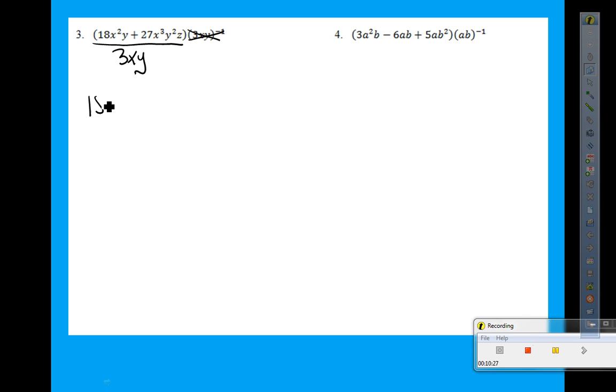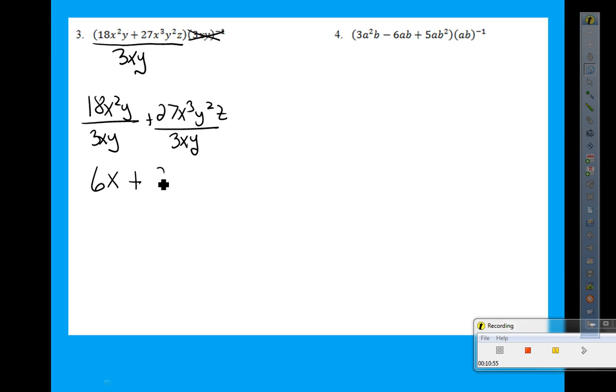Now when I go do this, I've got 18x squared y over 3xy. And I've got 27x cubed y squared z over 3xy. Now let's go simplify. 18 divided by 3 is 6. X squared over x is x. The y's cancel out. Now let me move to the next term. 27 over 3 is 9. X cubed over x is x squared. Y squared over y is y. Z.